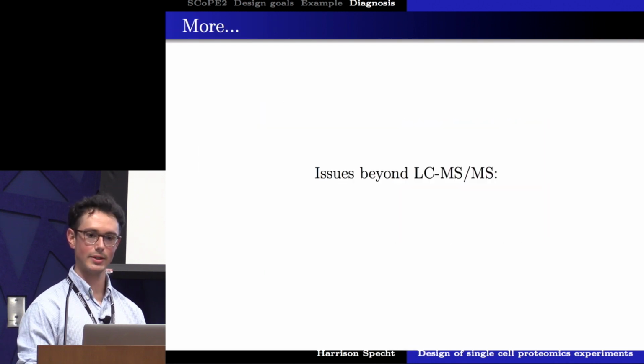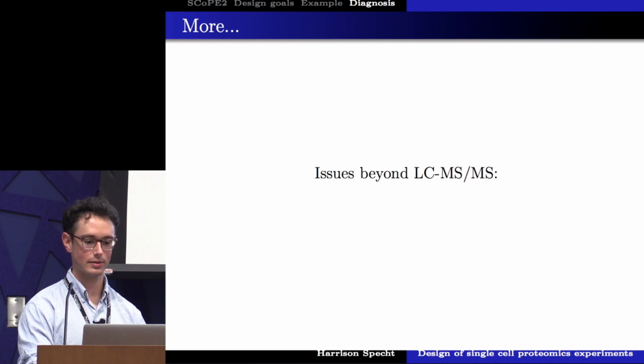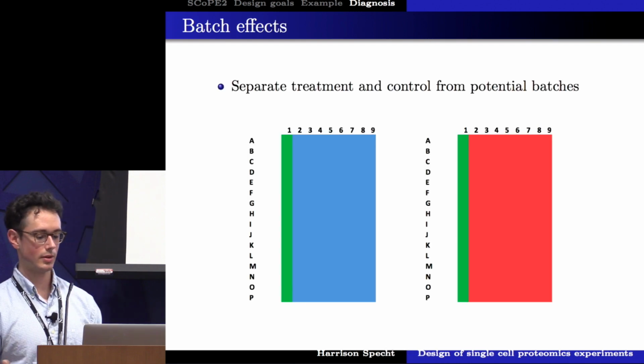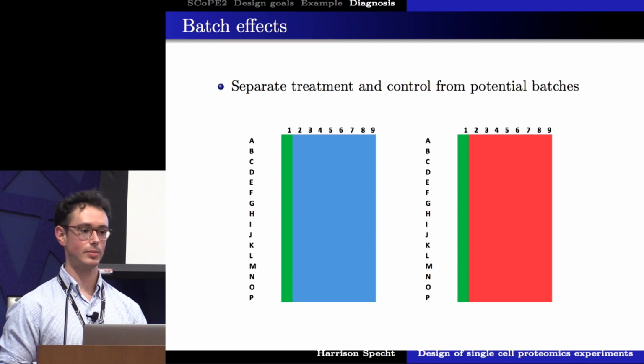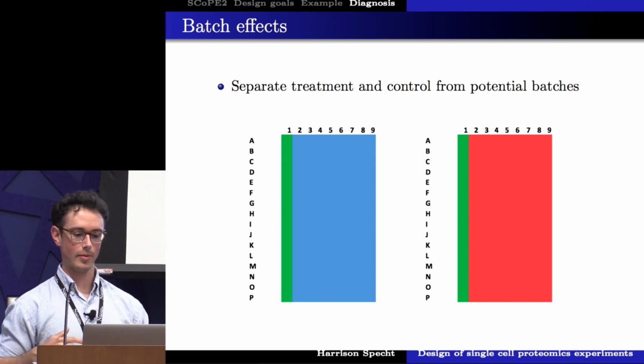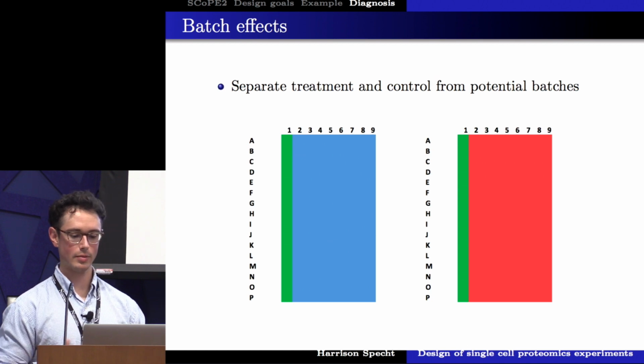So what were some of the issues that are beyond the LC-MS? Other issues that we talked about were introducing biases based off of plate positioning. And what we want to say about that is basically ensuring that any of the potential batch effects that could be introduced by SCoPE2 should be avoided by randomizing the different cells that you would want across the different batches.